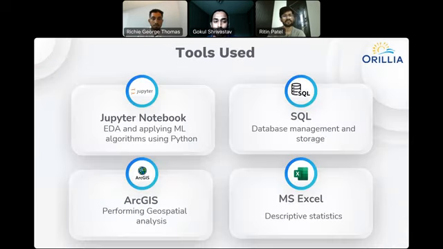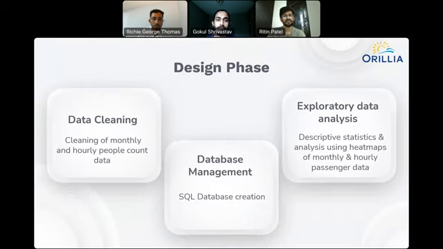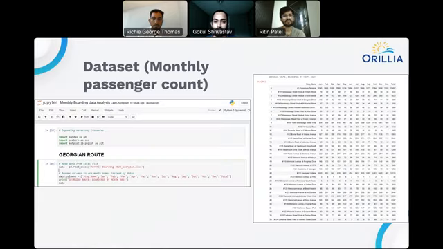The tools used were Jupyter Notebook for EDA and Python for ML algorithms, SQL for database management, ArcGIS for geospatial analysis, and MS Excel for descriptive statistics. In the design phase, we did data cleaning for cleaning of monthly and hourly data of passenger count, database management to create the SQL database, and EDA to derive heat maps and hourly analysis of monthly and passenger data.